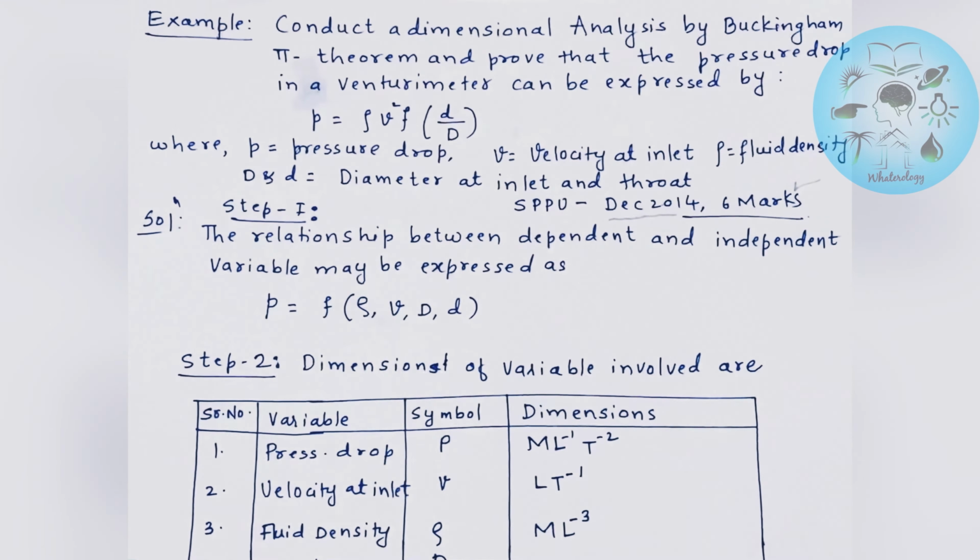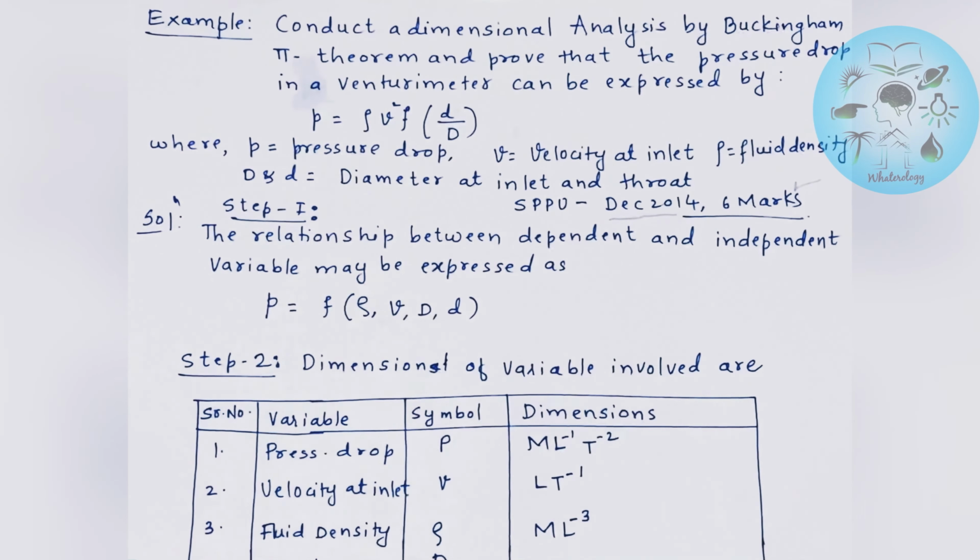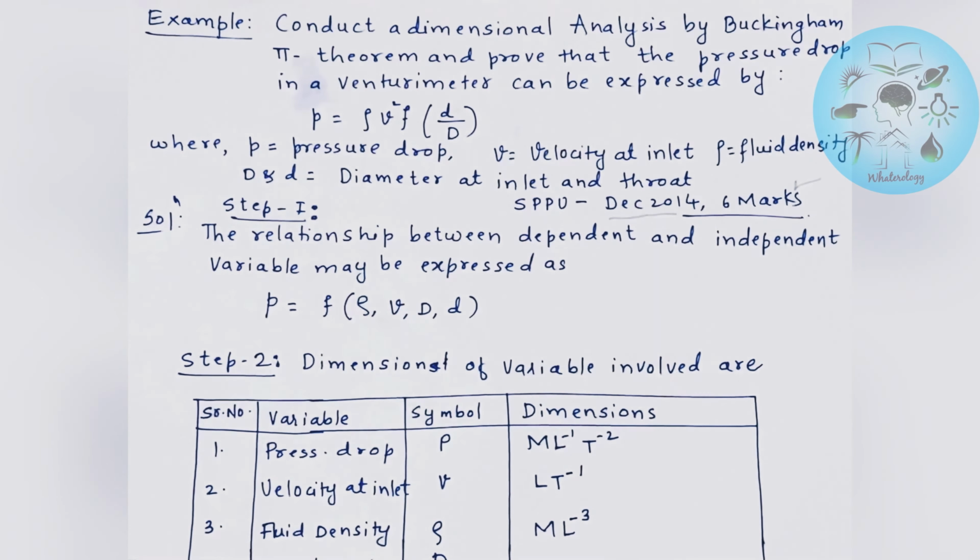Okay, so we will see what that numerical is. The example is: conduct a dimensional analysis by Buckingham pi theorem and prove that the pressure drop in a venturimeter can be expressed by P = rho v square function of small d upon capital D, where P is the pressure drop, V is the velocity at the inlet, and rho is the fluid density. And capital D and small d are the diameters at inlet and throat respectively. So that is the problem statement.